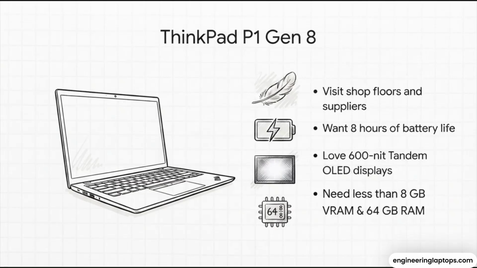It gets nearly 8 hours of real-world battery life, which is frankly remarkable for a certified workstation, and features a brilliant 600-nit tandem OLED screen you can actually read in a sunlit room. You will want to pass on this, however, if your assemblies demand more than 8 gigabytes of VRAM. That is the hard ceiling for its Pro 2000 graphics card, and its 64 gigs of system memory are soldered in, meaning 0 upgrades down the line.